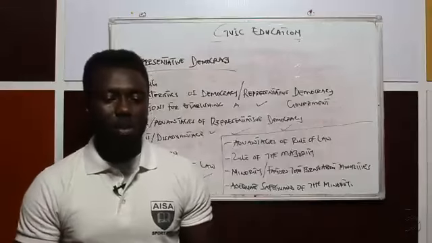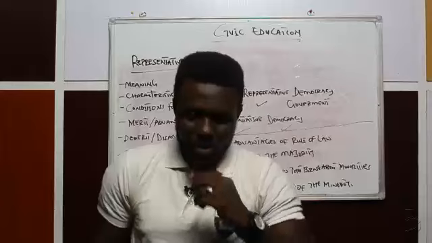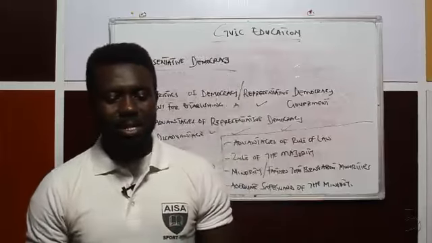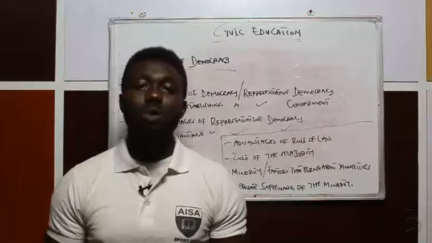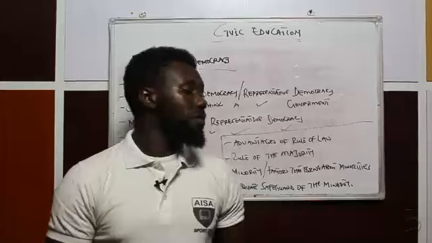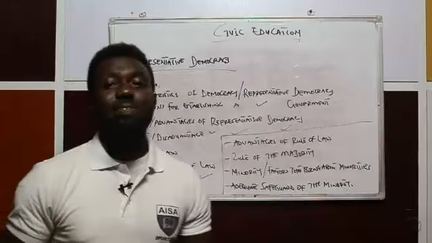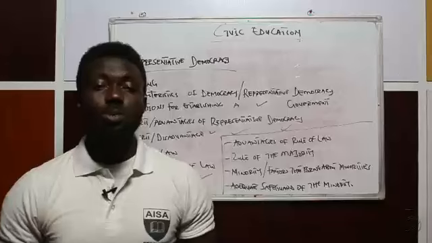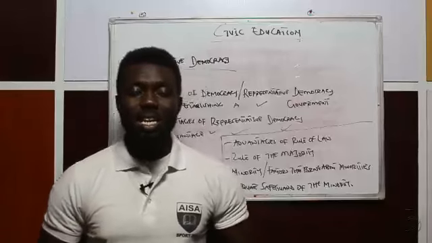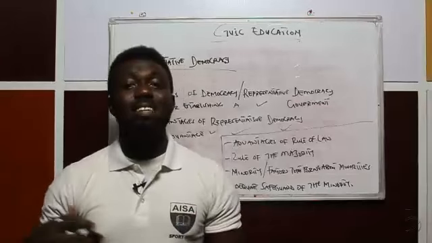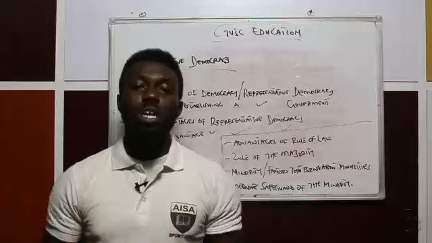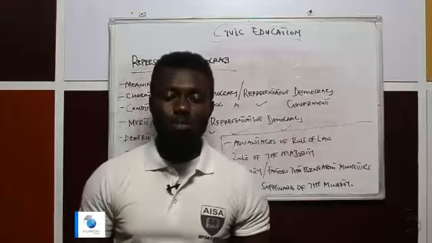So we have popular sovereignty, we have accountability is ensured, we have unifying elements. All these are advantages of representative democracy. Now, what are the disadvantages of representative democracy? We always know that anything that has advantage always has disadvantages. So what are the disadvantages of representative democracy?